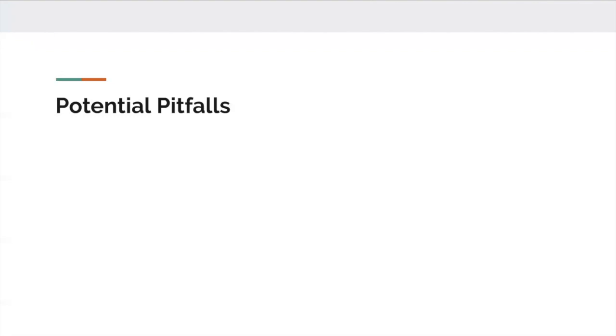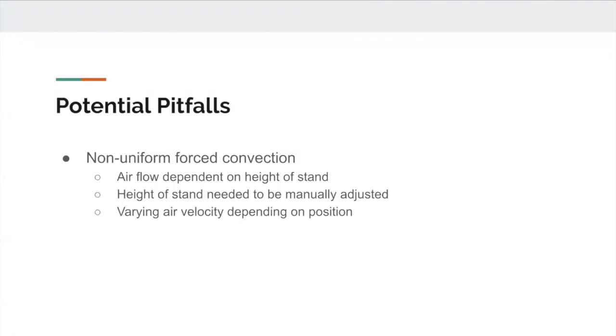So for the potential pitfalls, there was possibly non-uniform forced convection because the airflow depended on the height of the stand and the position of the cylinder. And the height of the stand needed to be manually adjusted, so it may not have been adjusted to where there would have been the most effective airflow over the cylinder. There were also holes in the concrete cylinder, which could have led to uneven forced convection, specifically over the concrete itself. And this may have affected the convective coefficient for concrete.